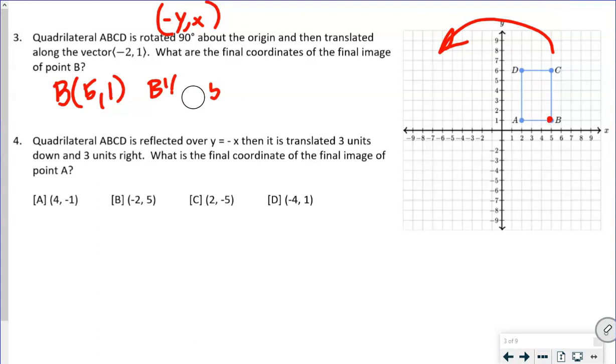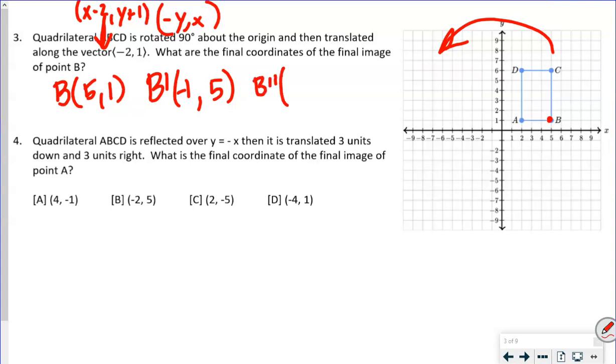Whoa, wait a minute. I did that backwards. All right, let's write it again. B prime. So I'm just going to go ahead and write our 1 and then our 5. And notice that the 1 becomes negative, right? Okay, then it says we're going to be translated along the vector. And the rule here is going to be what? x minus 2 comma y plus 1. So now we're going to subtract 2 from our x and add 1 to our y. So our B double prime would be negative 1 minus 2 is negative 3. And then 5 plus 1 is 6, right? So that's going to be negative 3, 6. That's our B double prime.